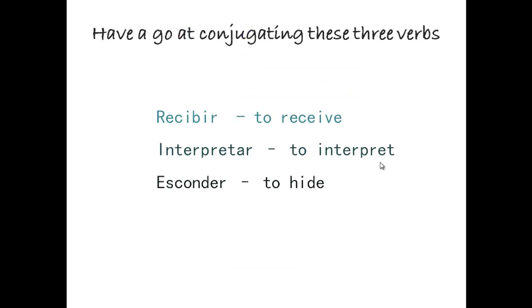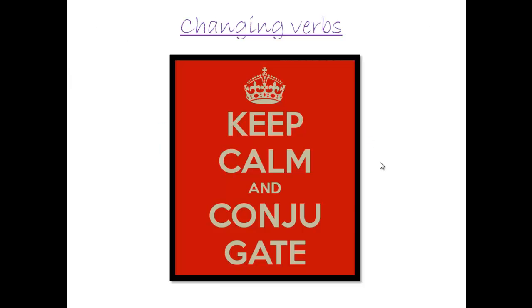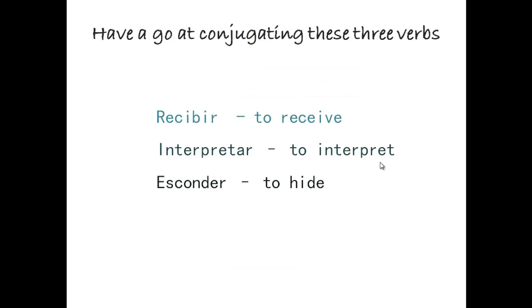So, before you have a go at conjugating these 3 verbs, I want you to remember to keep calm and conjugate. So go back to the part of the video where we're talking about the endings, and we're talking about how you cut off the AR, ER, or IR. Go back, watch that again, listen to that again until you are comfortable with the formula for doing it. Once you've done that, come here, have a go at conjugating these 3 verbs.